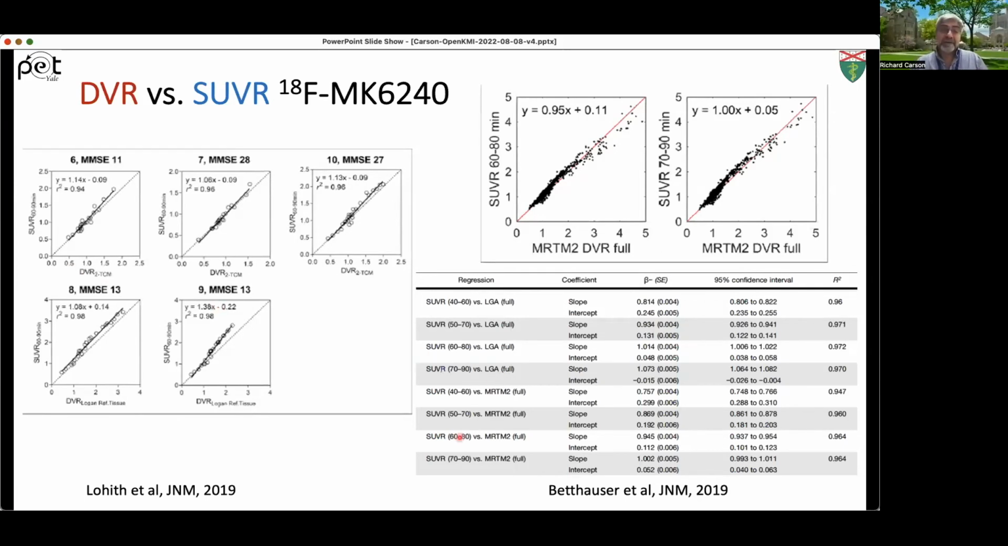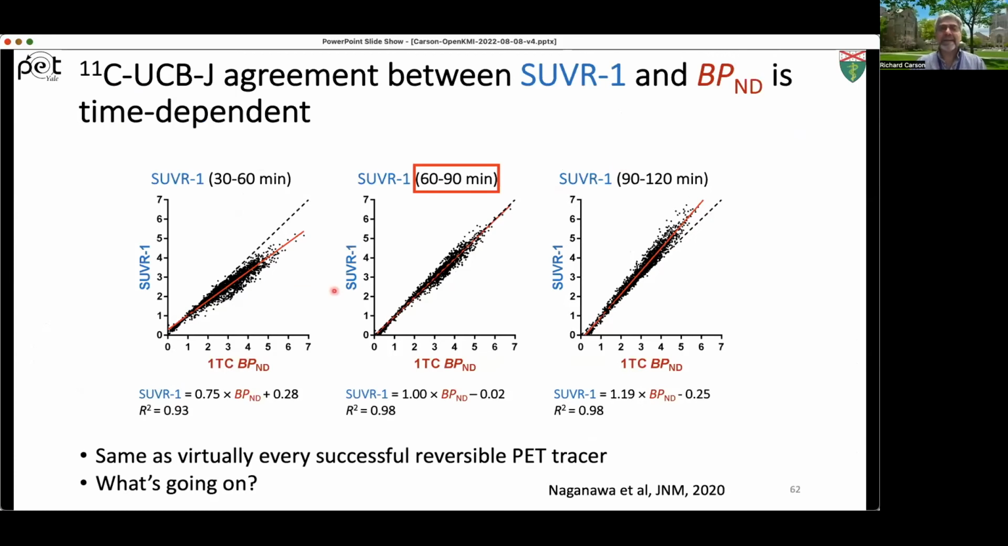For our tracer UCB-J, same thing, and we definitely have time dependence. If we did 30 to 60, we're a little low. If we did 90 to 120, we're a little high, and the Goldilocks time for UCB-J in terms of having a good agreement with the SUV ratio and our binding measures is from 60 to 90 minutes.